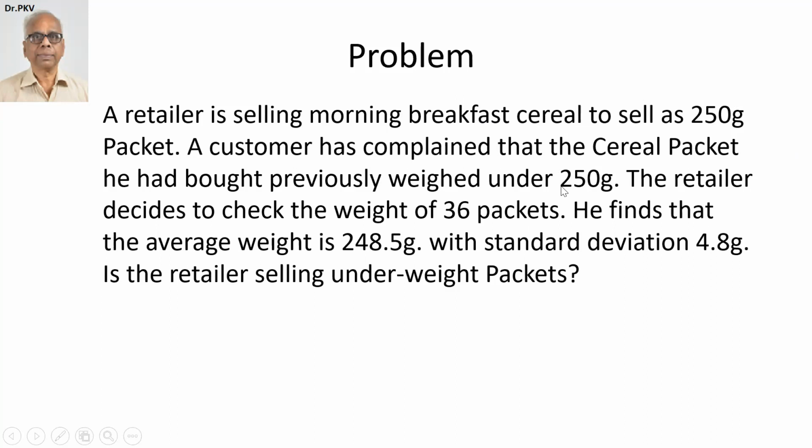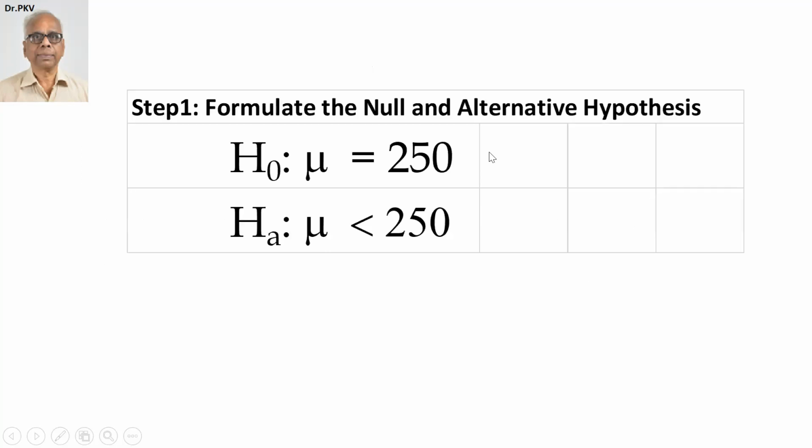The customer complains it is less than 250. So the null and the alternative hypothesis are as follows. H0, the null hypothesis: mu is equal to 250 grams. HA, the alternative, which we would like to prove with evidence, if possible, based on the evidence we have: mu less than 250 grams. So this is the first step. Now, how do you go about doing that?